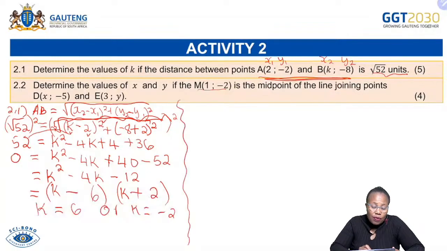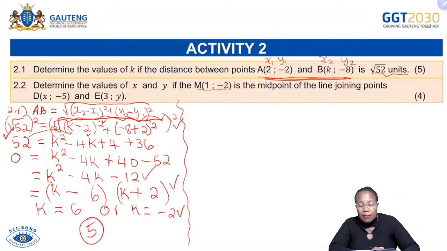So allocation of marks is 5 marks for this one. That means this examiner is giving a mark for substitution there, and the mark for substituting the square root of 52. And the mark for the trinomial, mark for factors, and mark for your answer. That is worth 5 marks.